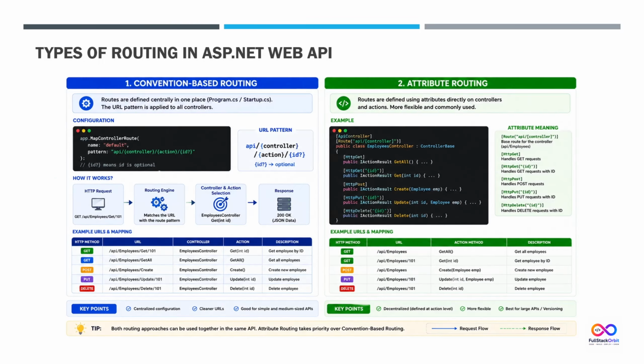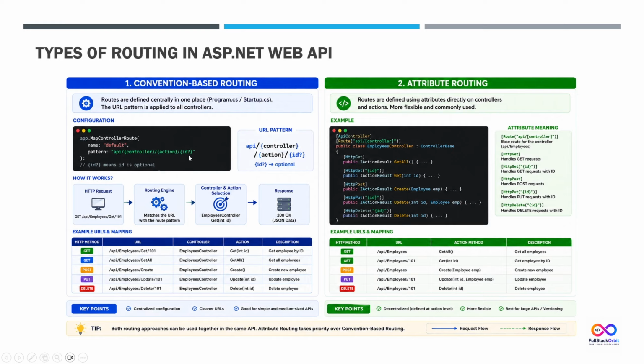Now let's look at the different types of routing available in ASP.NET Web API. There are mainly two types. First one is conventional-based routing. In convention-based routing, routes are defined centrally in one place, usually in the Program.cs file or Startup file. The common route pattern looks like API, controller, action, and ID.